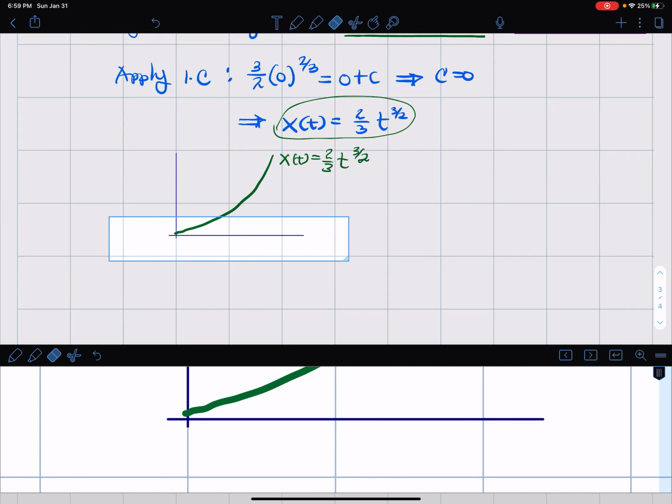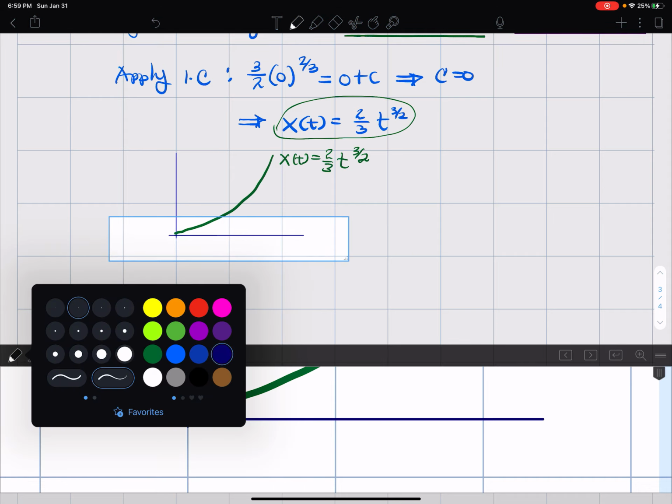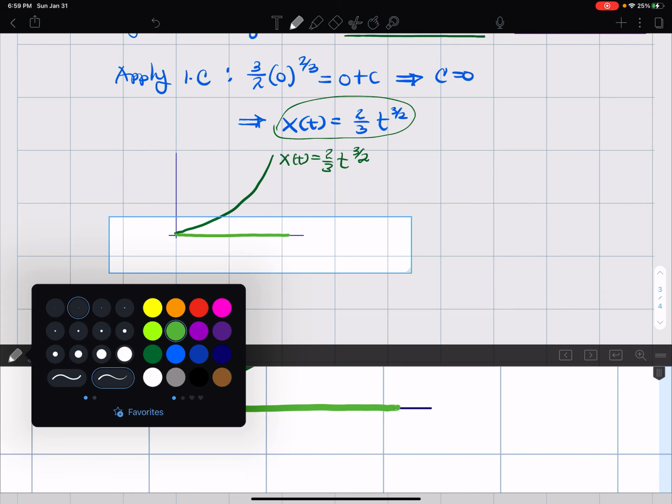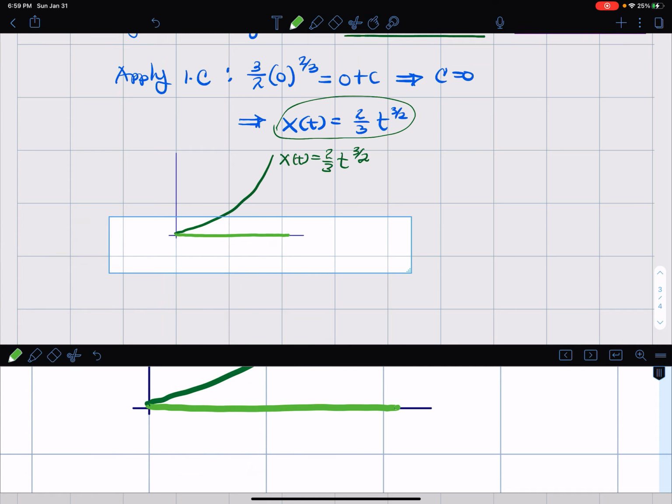But I want you to notice that another solution is x equal to 0. X equal to 0 is another solution. So there's no uniqueness going on here. So when do we know that a differential equation is unique?